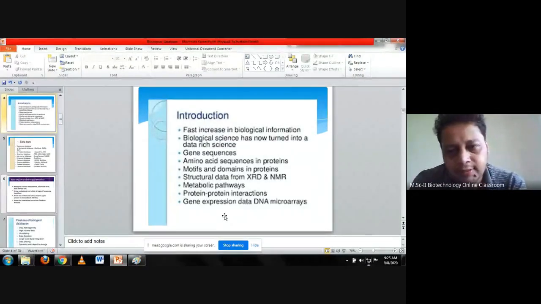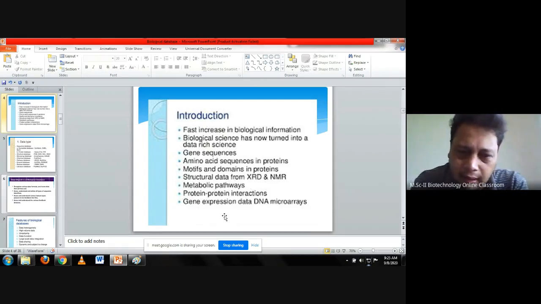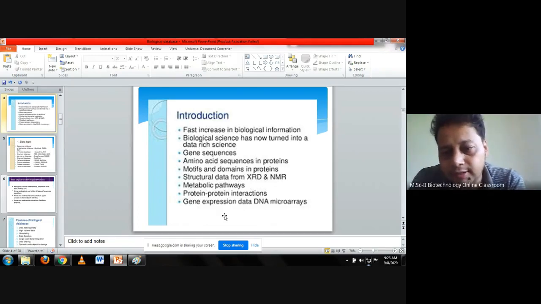Now amino acid sequences in proteins. 3,000 genes are present in E. coli, which means they will produce 3,000 different types of proteins in a single E. coli. How can a single person read? Can he read and process? No. So here we require comparative biological databases and software. Then motifs and domains are present in the protein. Then structural data from XRD and NMR.